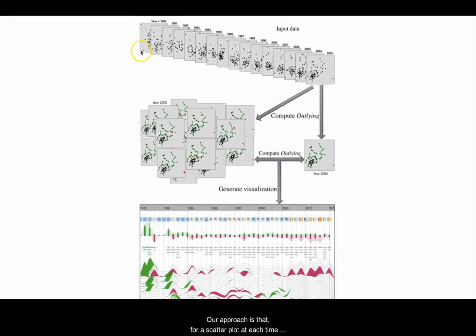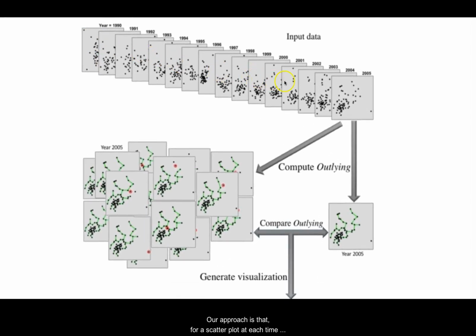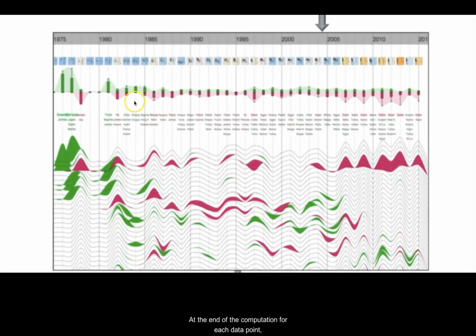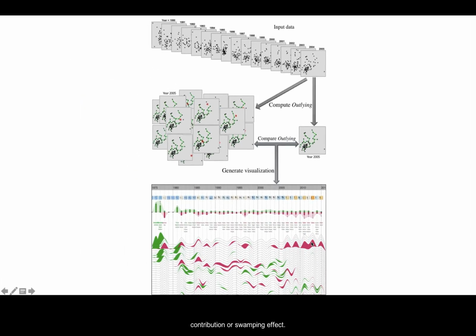Our approach is that for a scatter plot, at each time point we compute the outlying score using the box plot rules. We repeatedly leave a data point out of the plot and recompute the outlying score. At the end, for each data point we obtain a temporal signature of its contribution to the outlying score of the two variables in consideration, as shown in the stream graphs, where green is for positive contributions or masking effect and purple is negative contribution or swamping effect.